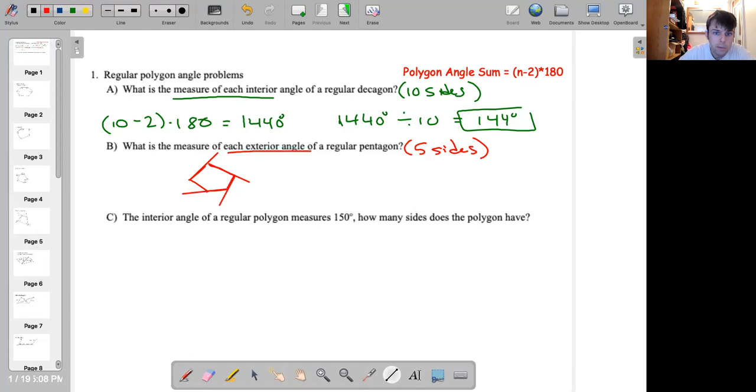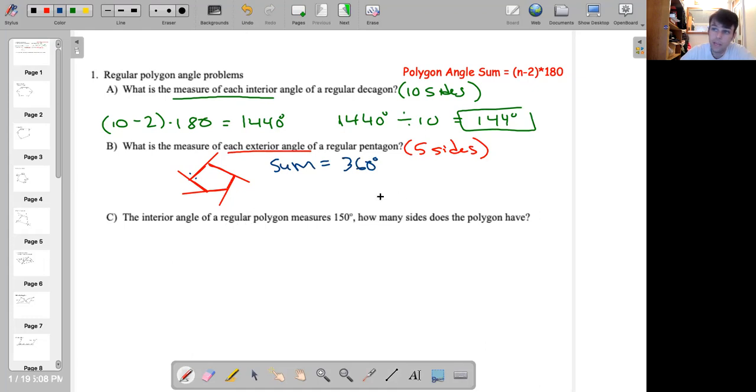And the thing to remember about the exterior angles is they are supplementary to the interior angles. So if you know the angle on the inside, the angle on the outside is supplementary to it because they make a linear pair. But also, no matter how many sides, the sum will always be 360. So that's actually a really great property. So the sum is going to equal 360 degrees.